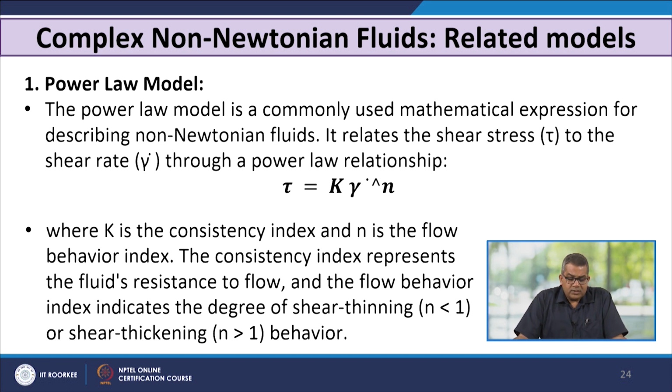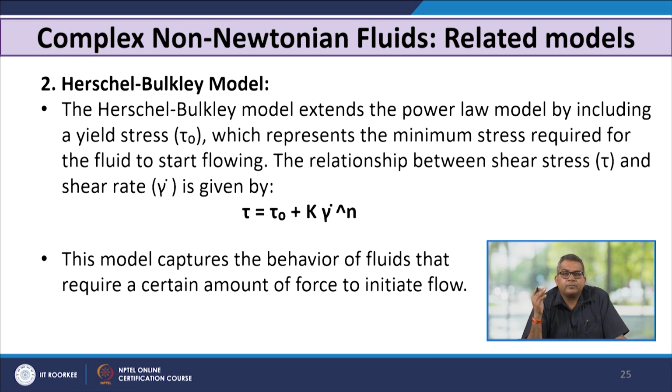While considering the complex non-Newtonian fluids, let's discuss some related models, like the power law model. The power law model is a commonly used mathematical expression for describing non-Newtonian fluids. It relates the shear stress tau to the shear rate gamma through a power law relationship. This is represented mathematically like this, where K is the consistency index and n is the flow behavior index. The consistency index represents the fluid's resistance to flow, and the flow behavior index indicates the degree of shear thinning, usually when n is less than 1, or shear thickening when n is greater than 1.